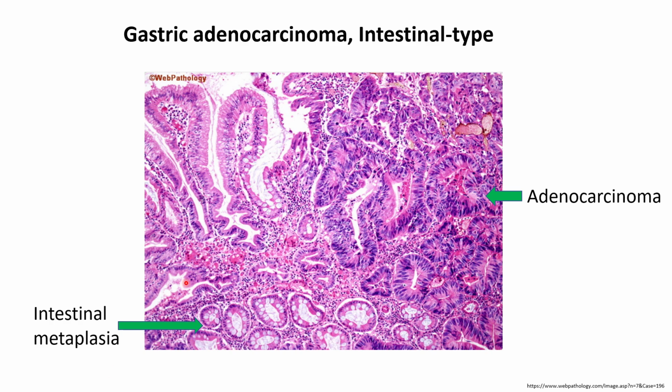In this picture, we can see here on the right of the picture invasive adenocarcinoma, intestinal type, and we can see over here that there is intestinal metaplasia, characterized by the presence of goblet cells. Intestinal metaplasia is a precursor lesion to developing intestinal type gastric carcinomas.